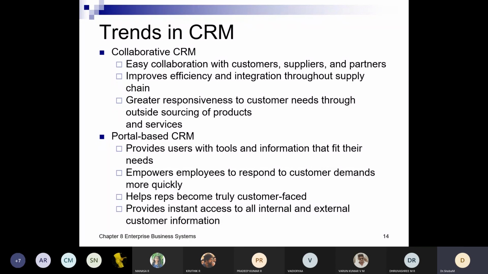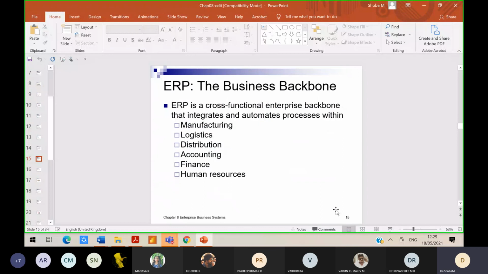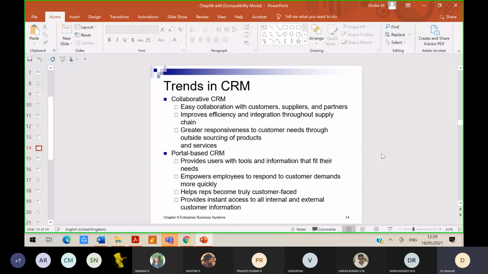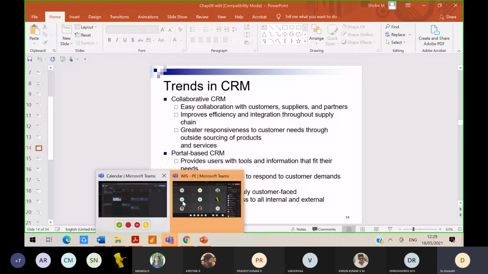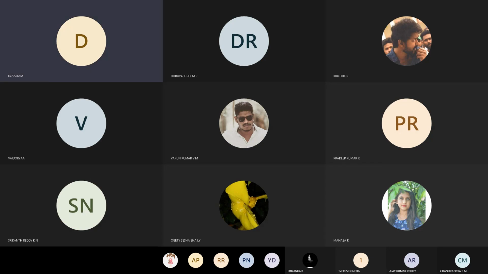Okay, so till this point CRM is done. After this we will have enterprise resource planning. So till this point, any doubts, students? Any doubts? All of you have understood everything whatever I've explained? Yes or no?